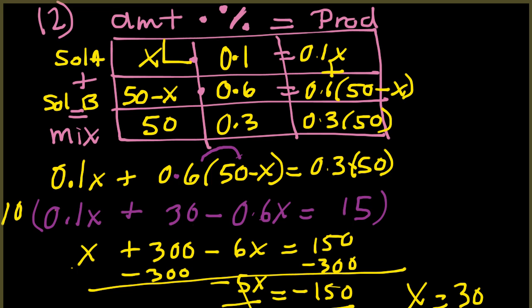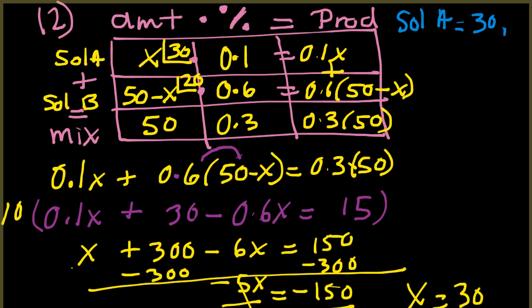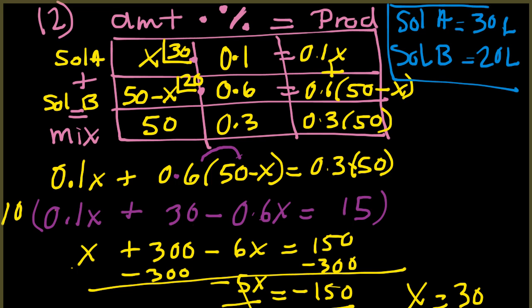So if x is 30, then the other one is 20. So the answer is, nice and bright in blue, solution A is 30 liters. And solution B is 20 liters. There's your answer.